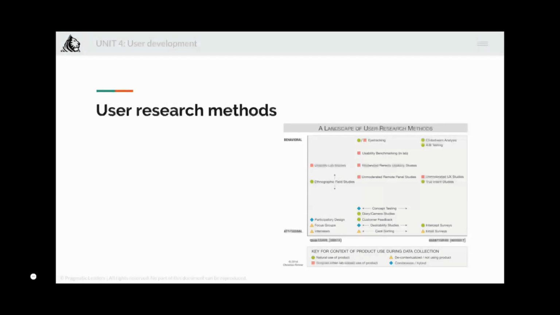So, for example, there's a technique called card sorting. Okay, I'll explain that in some time. So, card sorting provides insights about users' mental model of an information space. So, for example, how a person sorts a certain information.